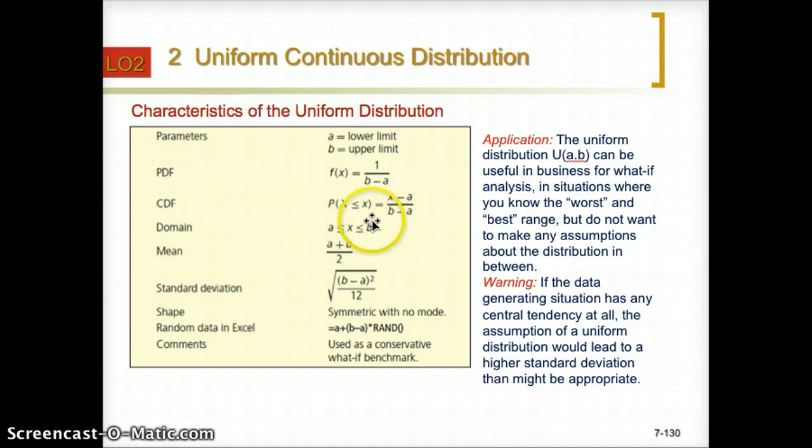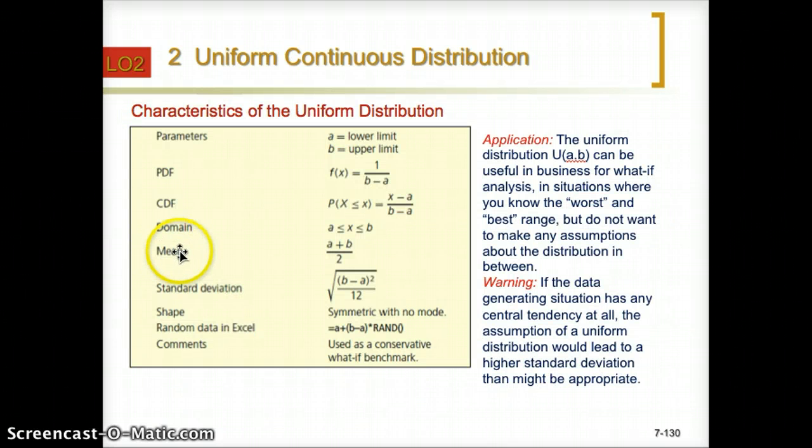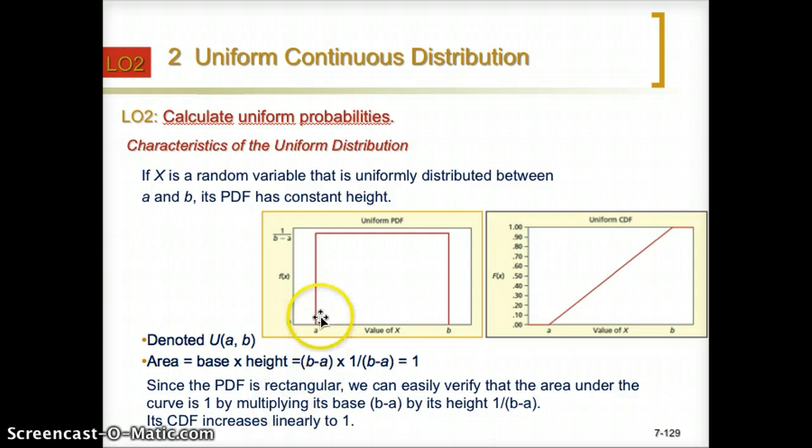And this is the formula for the cumulative distribution function. However, for the uniform distribution, you can see the mean and the median should be the same, the balancing point of that distribution. So the mean and the median are equal to each other. And the value will be A plus B divided by 2, which means the lower value plus the higher value, divided by 2.